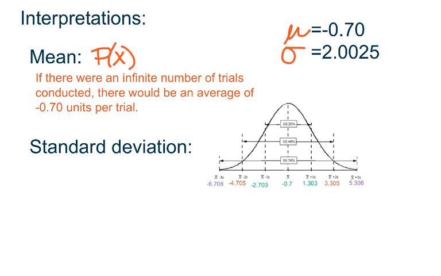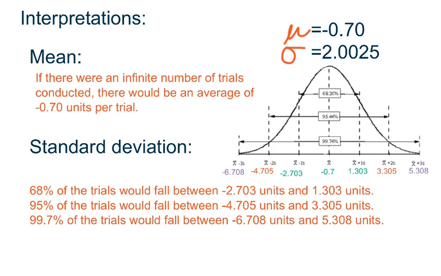Now, of course, you have to put this in context. So if there were an infinite number of trials conducted, are you playing a game? Are you flipping cards? Are you rolling a die? That's the information that would go in that spot. And then, of course, you would want to talk about the units here. So is it dollars? Is it dots? Is it dogs? And then per trial, per turn, per player's turn, per household, depending on the context of the problem, you want to fill all those blanks in. This is kind of a generic way to interpret the mean.